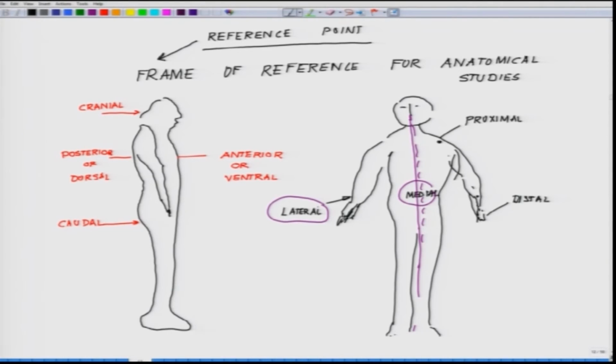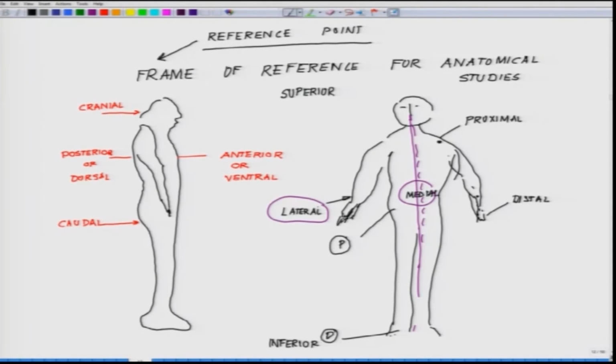Now, similarly, for the lower part of the body, in terms of the legs, this is the proximal part, and this one is the distal part. And there are two more words which are used. The upper part of the body is called the superior, and the lower part is called the inferior.